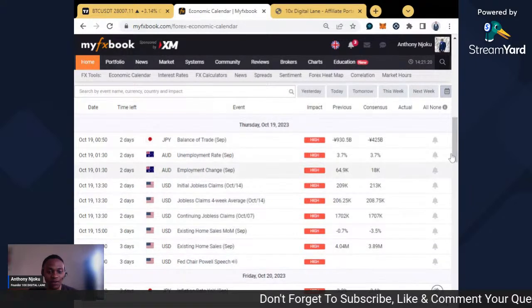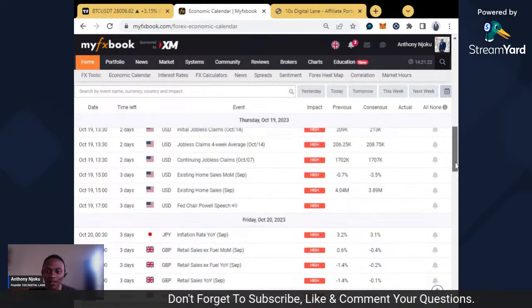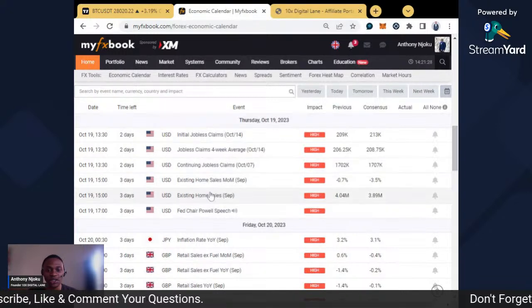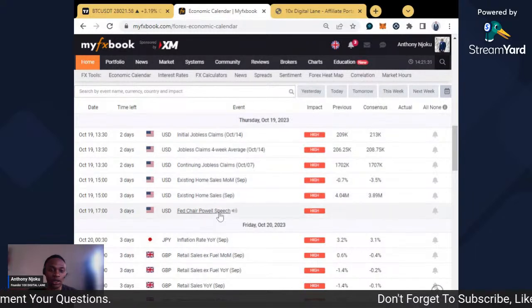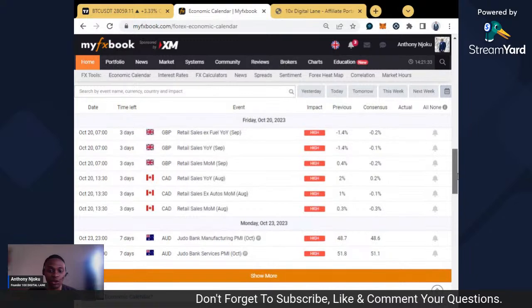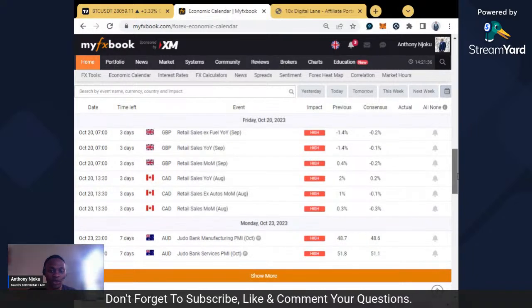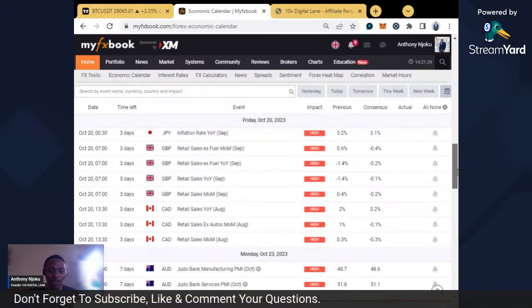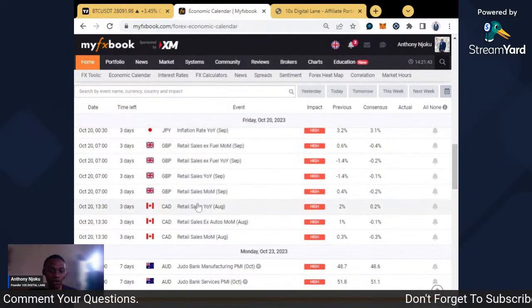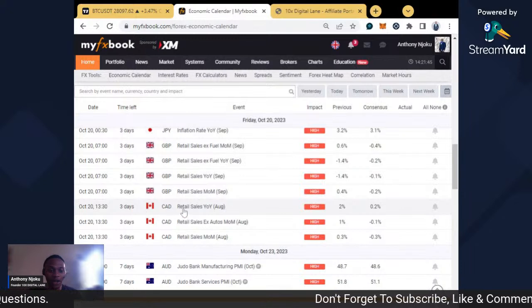This could be the speech where you get to know the interest rate decision for the United States dollar. So be watching out for that. This could be the move we needed to see more strength and momentum in the dollar on Thursday. Then to end the week on Friday, we have retail sales month over month for the Great Britain pound, and also we have Canadian retail sales by New York session.